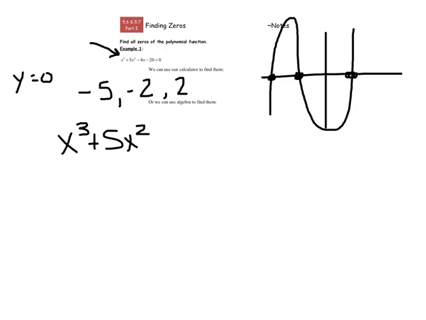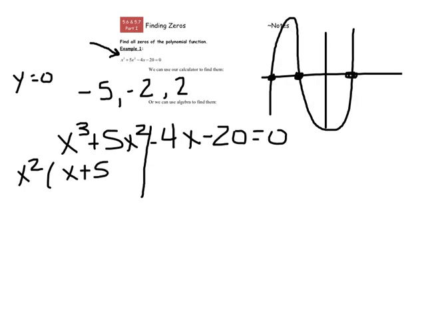x cubed plus 5x squared minus 4x minus 20 equals 0. We can go ahead and factor this by grouping. So I'm going to go ahead and break them up. First two, I could take out an x squared. I'm left with x plus 5. Second two, I can take out a -4. I'm left with x plus 5.